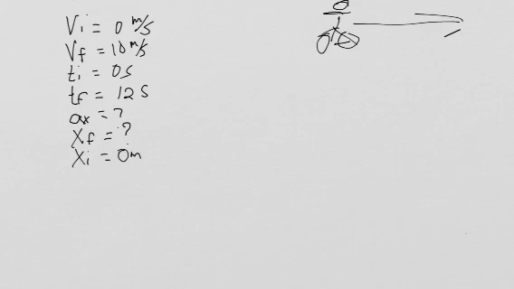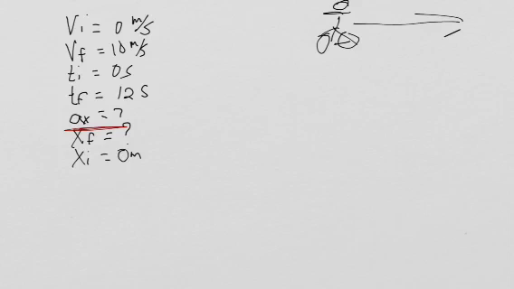If we've got these values, our cyclist accelerates from rest to a velocity of 10 meters per second in 12 seconds with constant acceleration. The first question is asking us, what is the acceleration? First things first, we are going to try to find A_x.